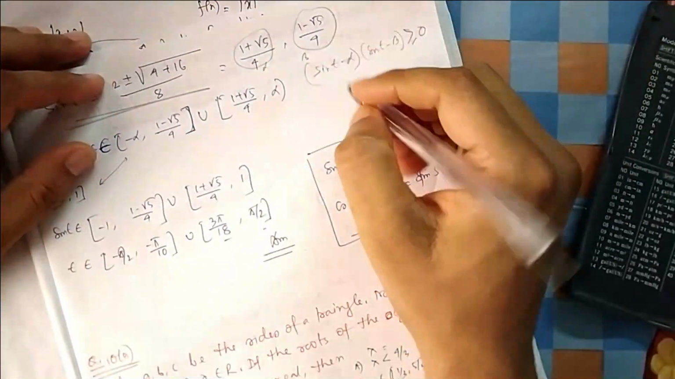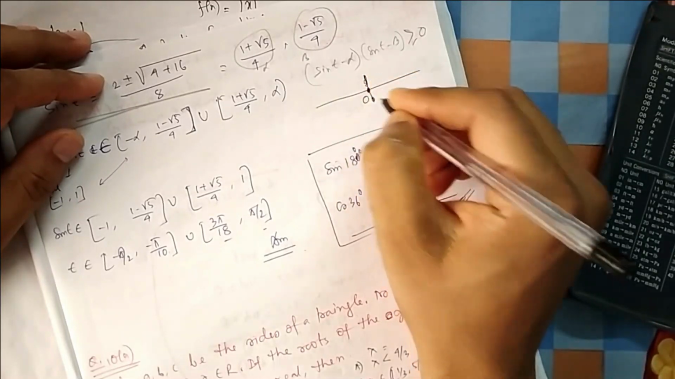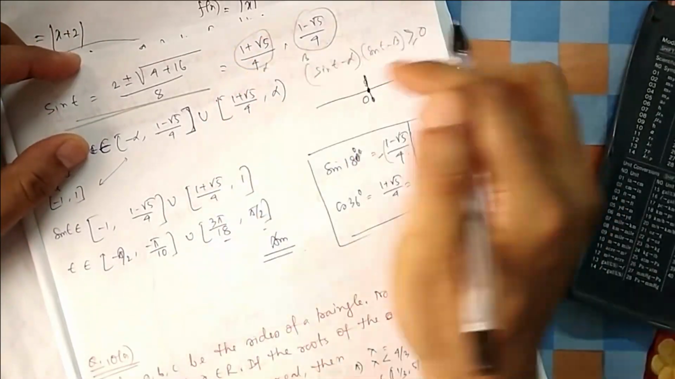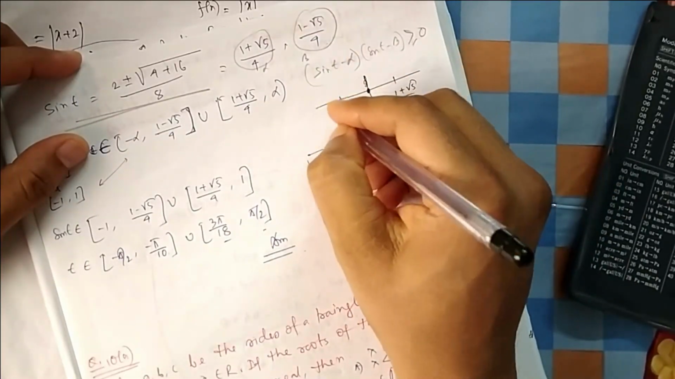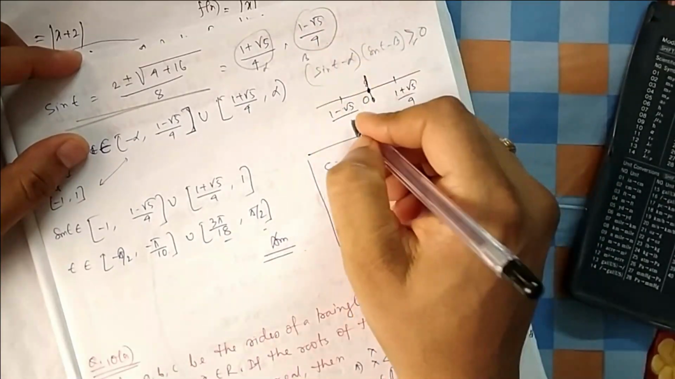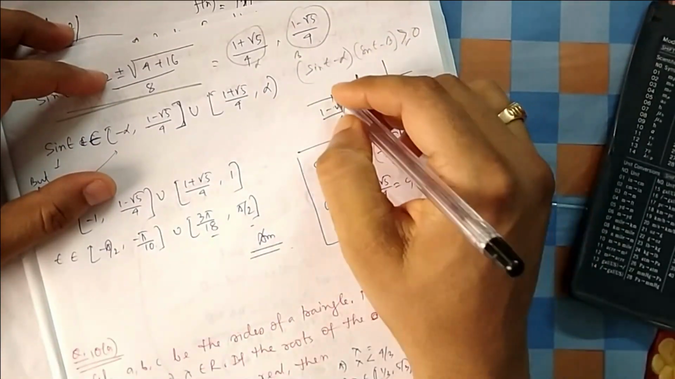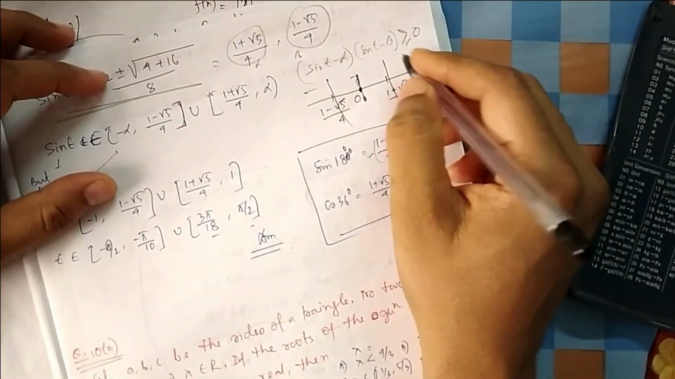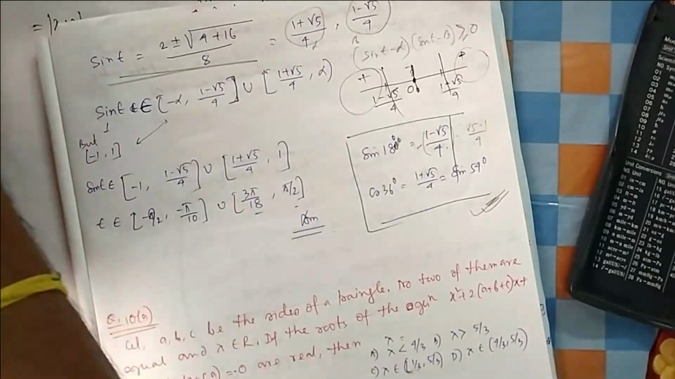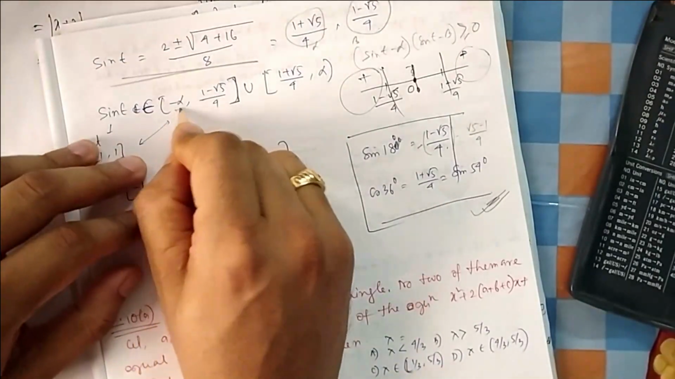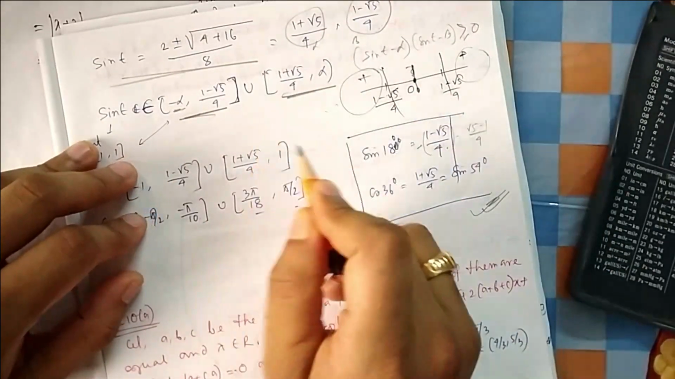If it is greater than 0, then what will you do? You will insert poles. Suppose this is 0. One is at 1 plus root pi by 4, which is positive, and one is negative, 1 minus root 5, because root 5 is 2 point something, so it will obviously be negative. So one pole is here, one is here, again plus minus plus, and you need greater than 0, so the answer will be this zone and this zone. So you can see here your answer is sin t from minus infinity to this position, and then from this position to this position.